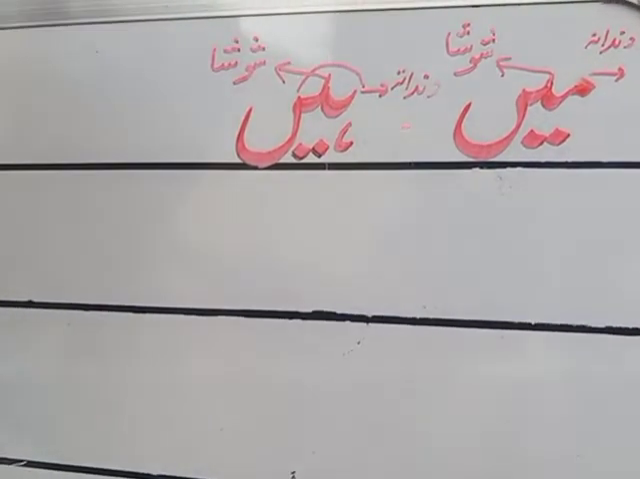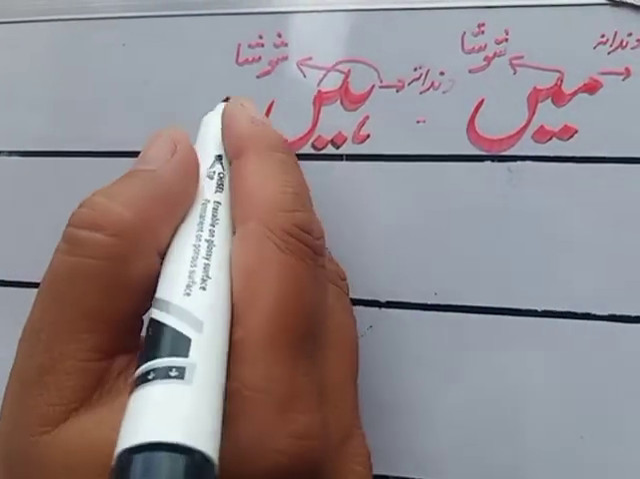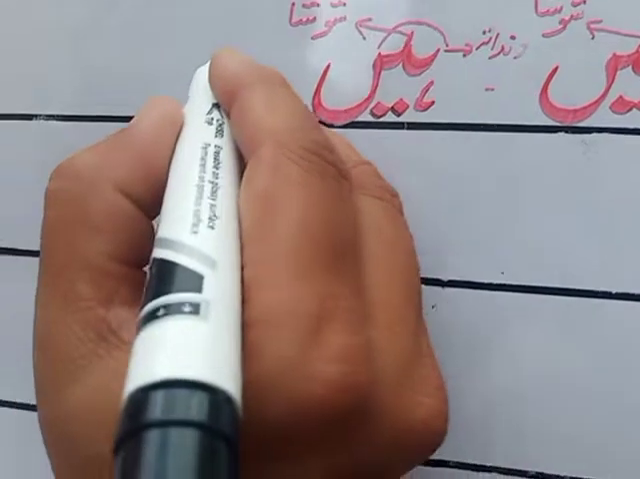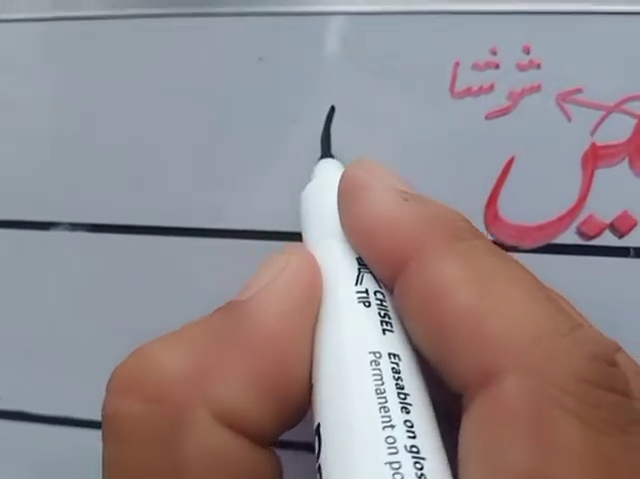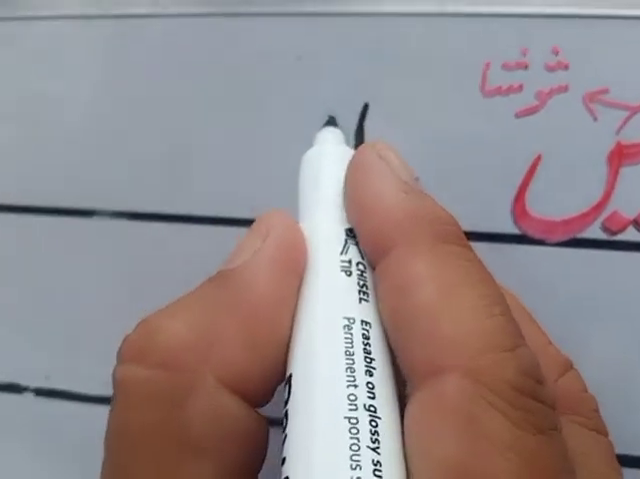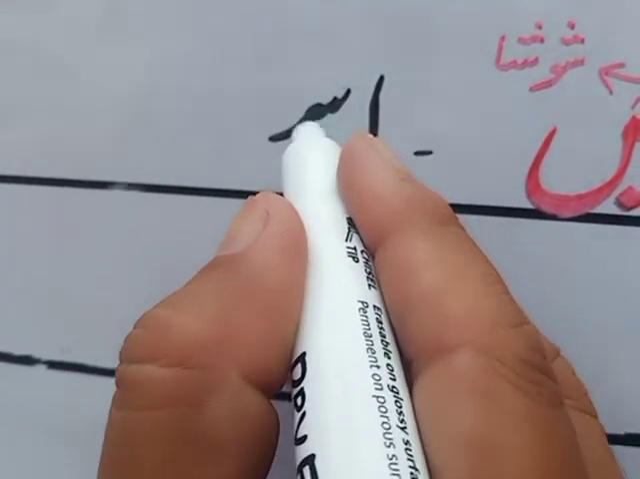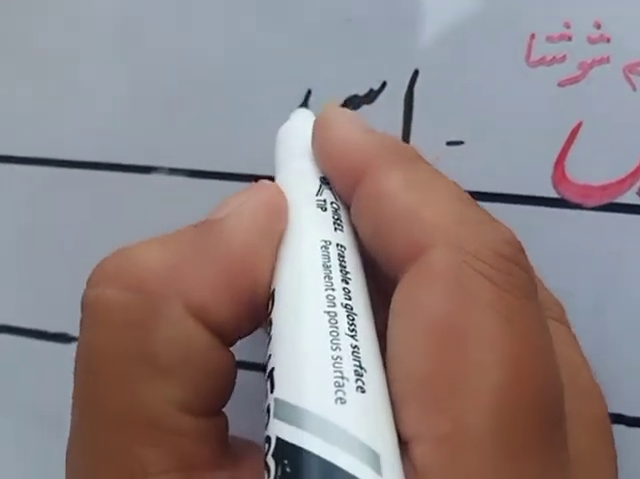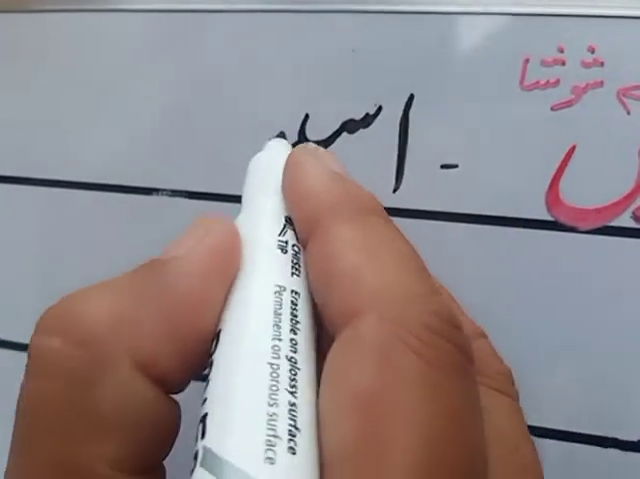We are going to write about some words which are in the shape of shosha and dandana. First word I am going to write in Urdu, we can say istemal. These three are dandanas, and this is shosha, which is upper side.